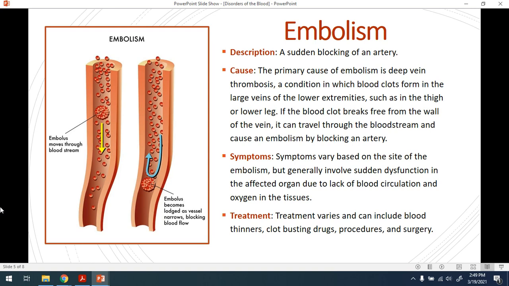In the image here, you can see the embolism moves through the bloodstream until it becomes too narrow to pass through, causing a blockage, therefore blocking the flow of blood. Symptoms can vary based on the site of the embolism, but generally involve sudden dysfunction of the affected organ due to the lack of blood circulation and oxygen reaching the tissues. Treatment will also vary and can include things such as blood thinners, clot-busting drugs, procedures, and surgery.